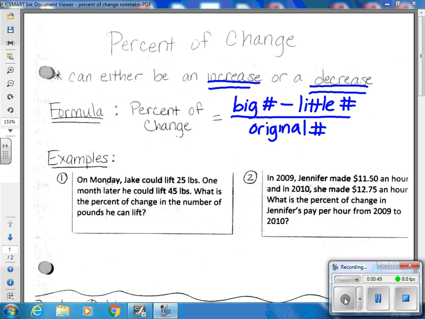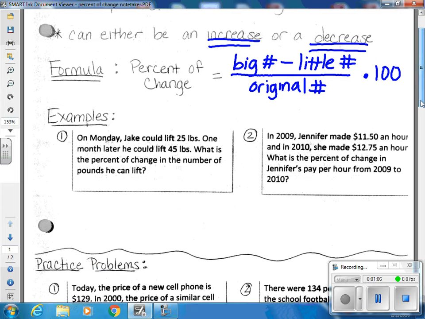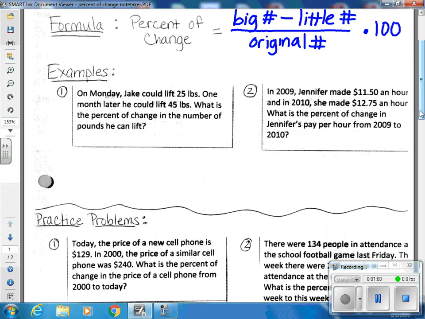And then once you get done dividing by that number, you are going to have to remember to multiply by 100, because that will turn the final answer you get into an actual percentage. So it's big minus little divided by original times 100. Right, so I'm going to do a couple of examples with you, and the ones that I do not do in this video is your homework. So you will need to come to class with those completed to get full credit for your homework.